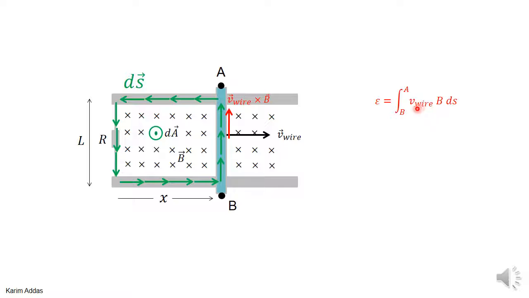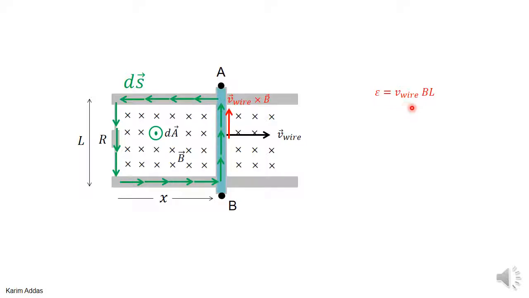Now the velocity of the wire, the speed of the wire, is just constant. The magnetic field is constant. I can take them out of the integration. So what's the integration from B to A of ds? I want to add this distance plus all these distances. What do you get? You just get the length of the rod. So you get L. So the integration of ds is just L.